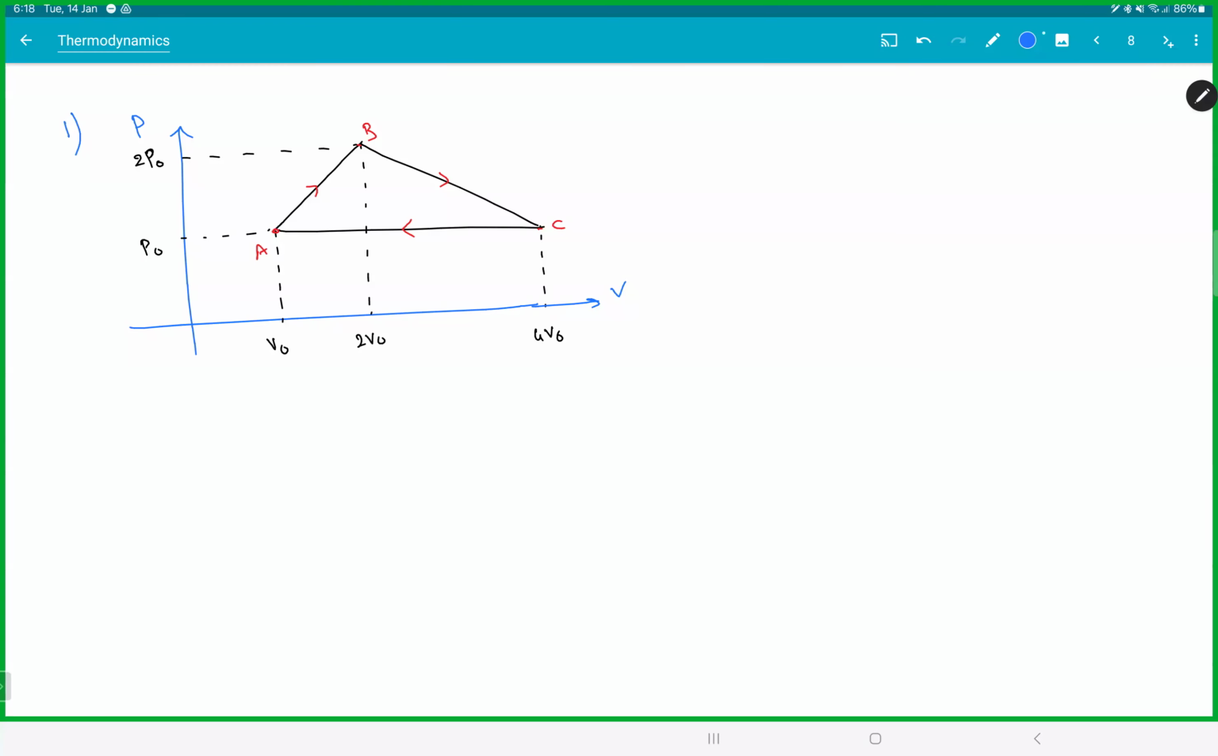So if you look at A to B, we are talking about this area. This width will be V naught. This is P naught, and this is 2P naught. It's a trapezium. So work done from A to B, going left to right, is positive. Half into the sum of the parallel sides, P naught plus 2P naught, into the base V naught: 3P naught V naught by 2.